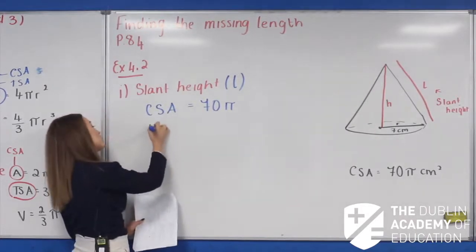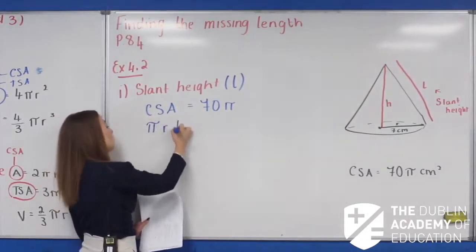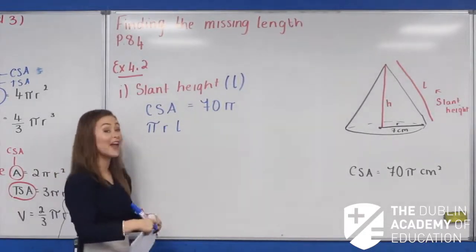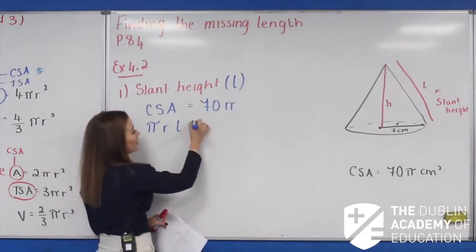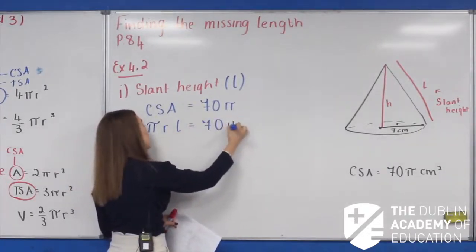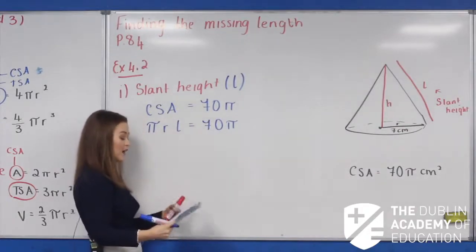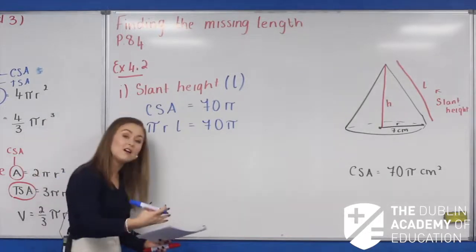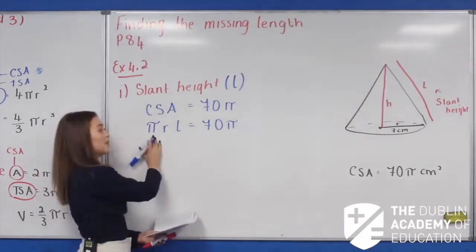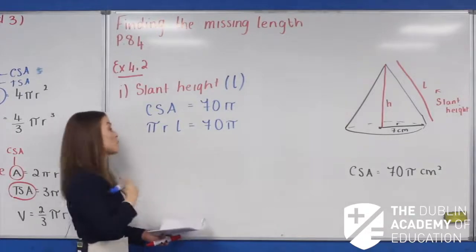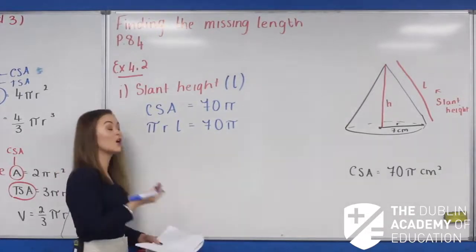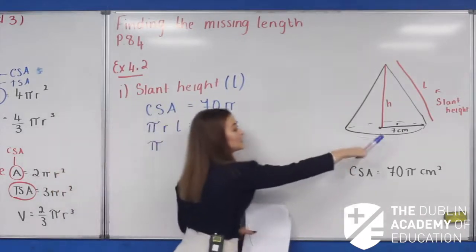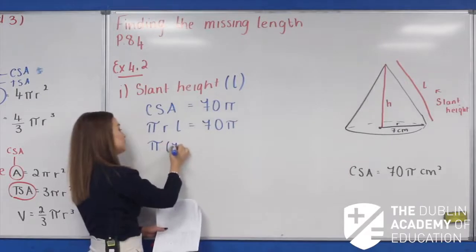My formula for my curved surface area is pi r L. Noticing we're very lucky in this situation, the H isn't there. So pi r L is equal to 70 pi. Anything I can fill in, I'm going to fill in, but I'm not going to fill in pi because, as we did in the previous question 4.1, we were able to swipe them out or balance them out. So I have pi, and r, as we've seen over here, is 7.